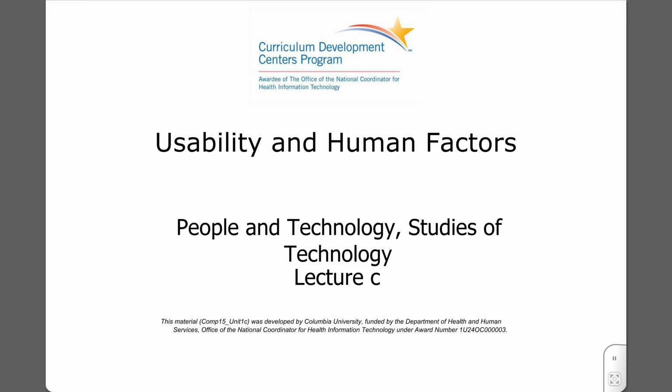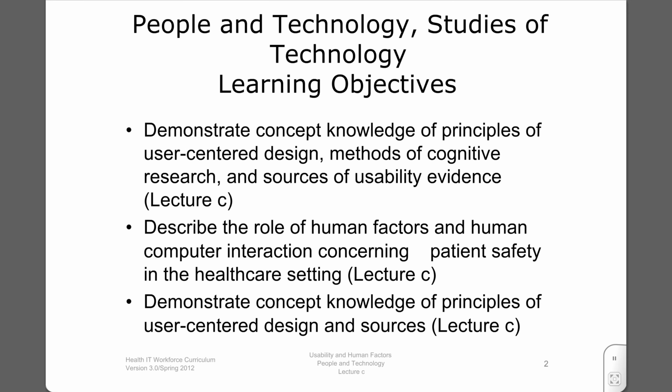This is the third part of the introductory lecture on usability and human factors. At the end of this final lecture, students should be able to demonstrate concept knowledge of principles of user-centered design, methods of cognitive research, and sources of usability evidence, and describe the role of human factors and human-computer interaction concerning patient safety in the healthcare setting.